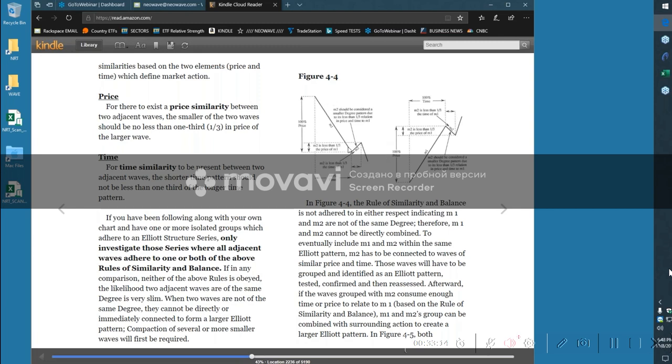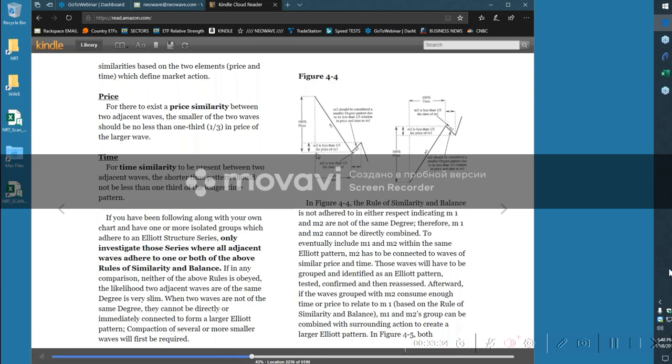Move on to the next wave. So you'd have a 5, a 3 ending somewhere over here, and then the next move would be a 5. And once that whole thing is over, then you would apply the rules and the channeling and the relationships of a zigzag to see if it follows the rules, if it channels properly, and so forth. Those things are discussed in chapters 5 and 6.